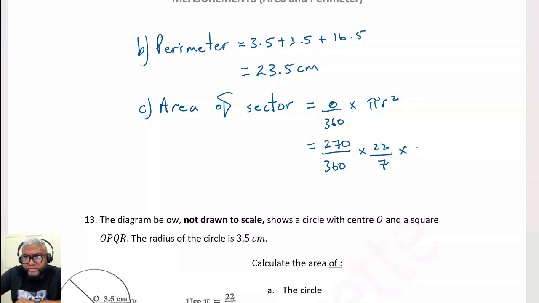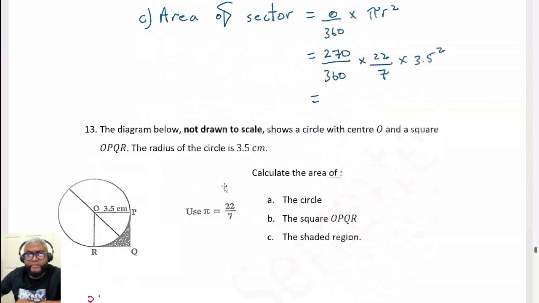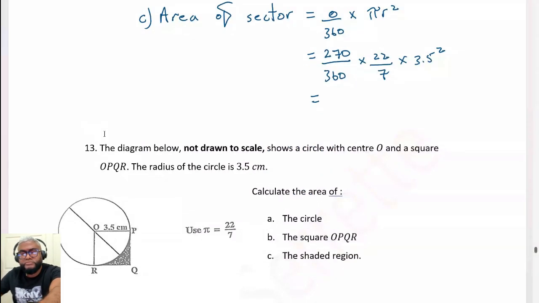What is the radius here, guys? Anybody remember the radius? 3.5. Right, and when we work it out, what are we getting? So you're getting 28.88 centimeters squared.